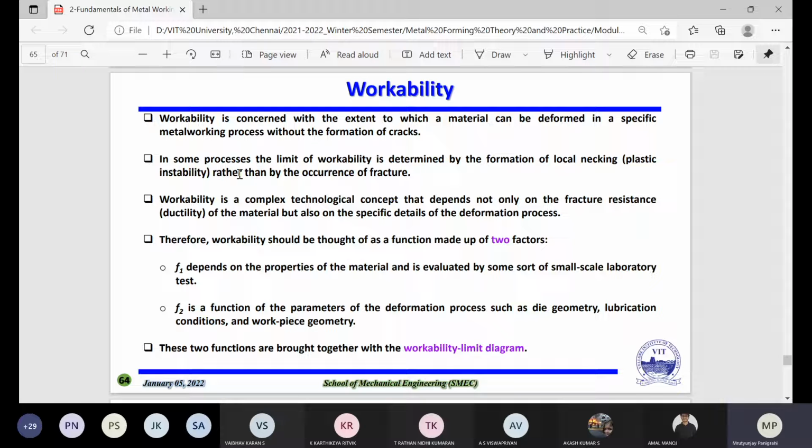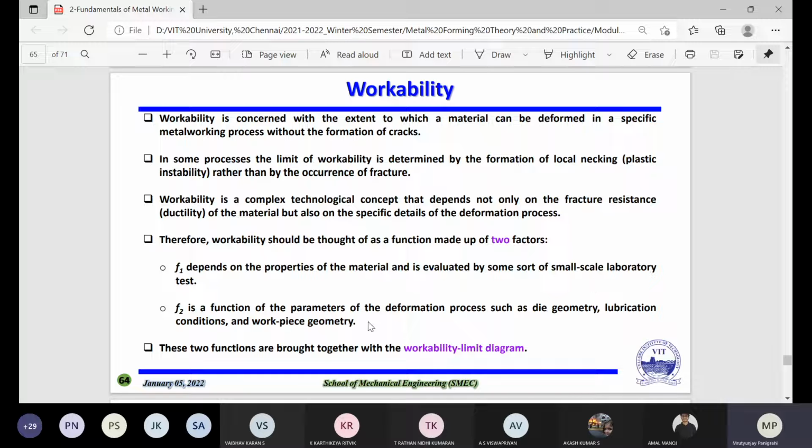But this workability depends upon two factors. One is the property of the materials, and it is evaluated by some sort of small scale laboratory test. Because, as I told you in the beginning, in the laboratory scale it is very difficult to find a clear cut answer or clear cut research, because we need a long process. Only in a company, with large scale industry, can you do that. But with some small scale laboratory tests, we can take a sample from that area, or we can go for some characterization. That part is possible on a laboratory scale. But normally we have to go for the larger scale.